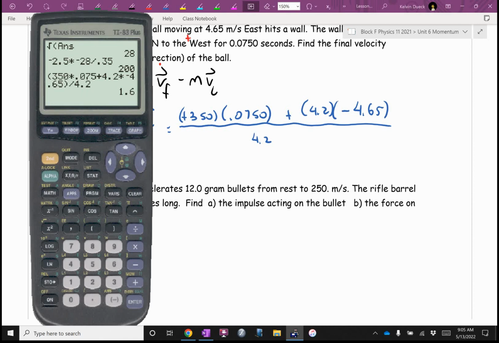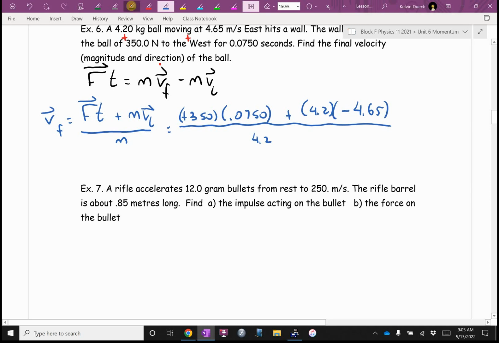1.6 what? Units. What did we find? And direction. What did you decide was positive? Because it did say magnitude and direction in brackets there. So, yeah, west. If you had let east be positive and west be negative, we would have done very similar work. We would have had negatives where there's positives, positives where there's negatives. We would have got negative 1.6, the same magnitude, and you would have said negative is west. So either works.